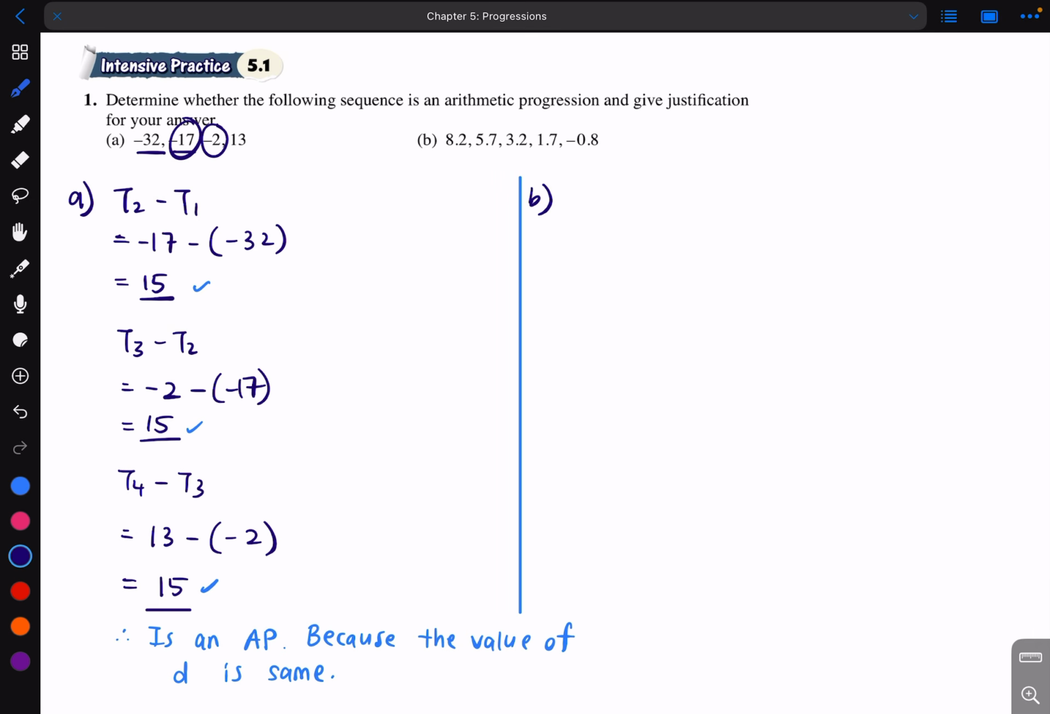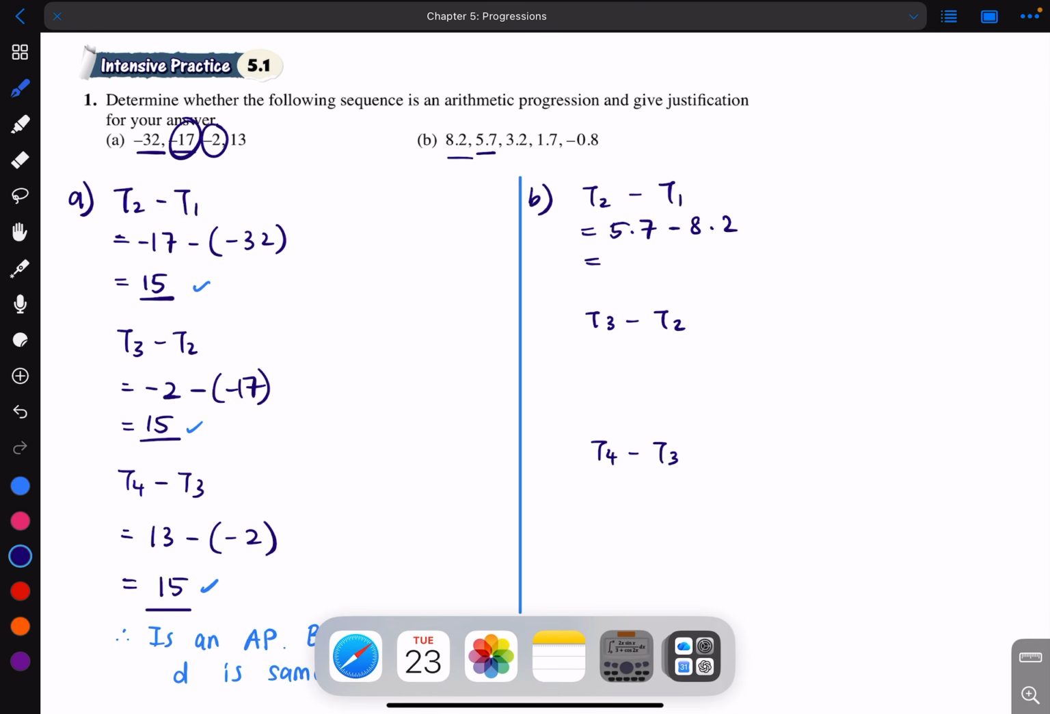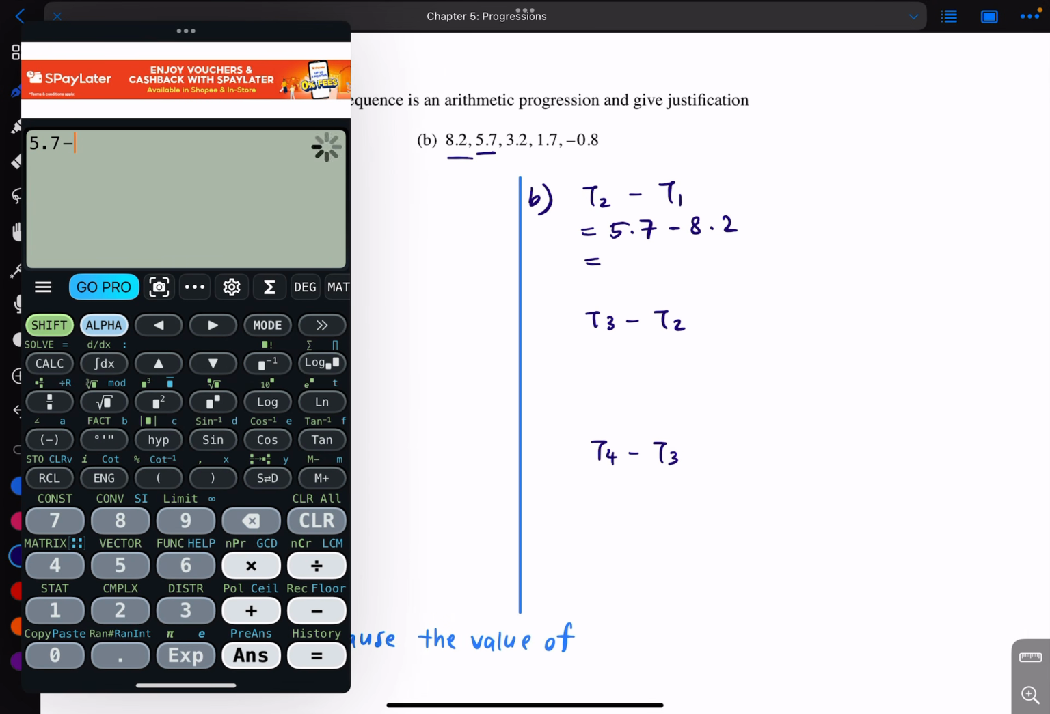So same thing lah. We do T2 minus T1. And then we do T3 minus T2. Then we do T4 minus T3. So T2 is 5.7, T1 is 8.2. 5.7 minus 8.2. Negative 2.5.